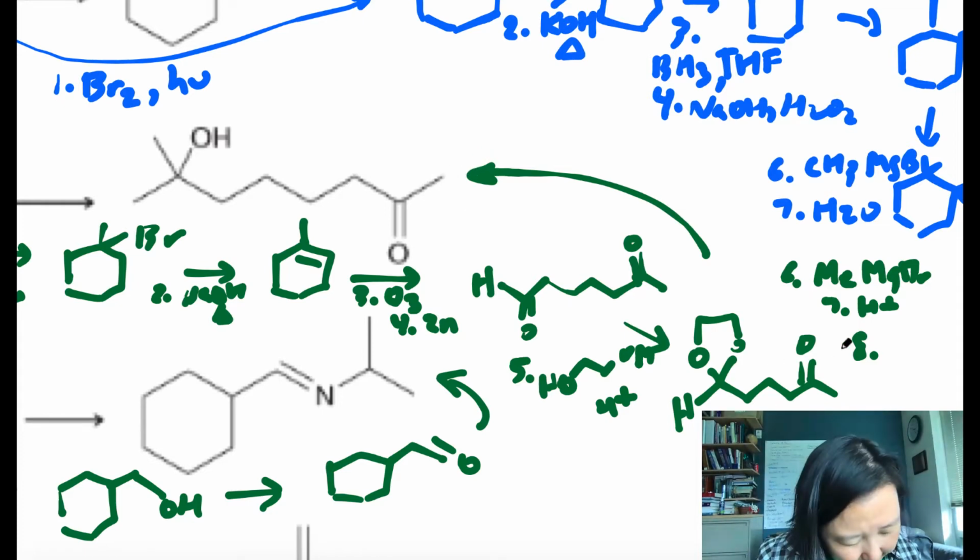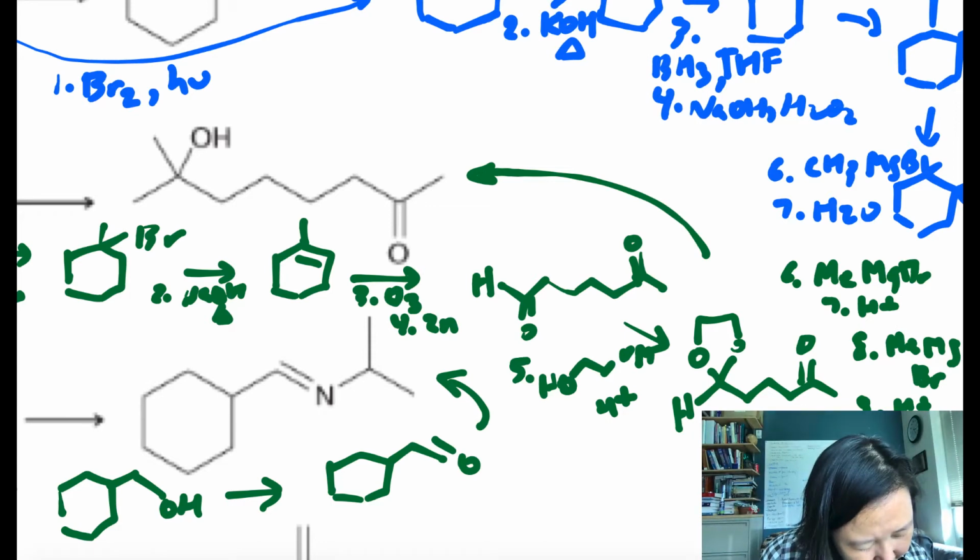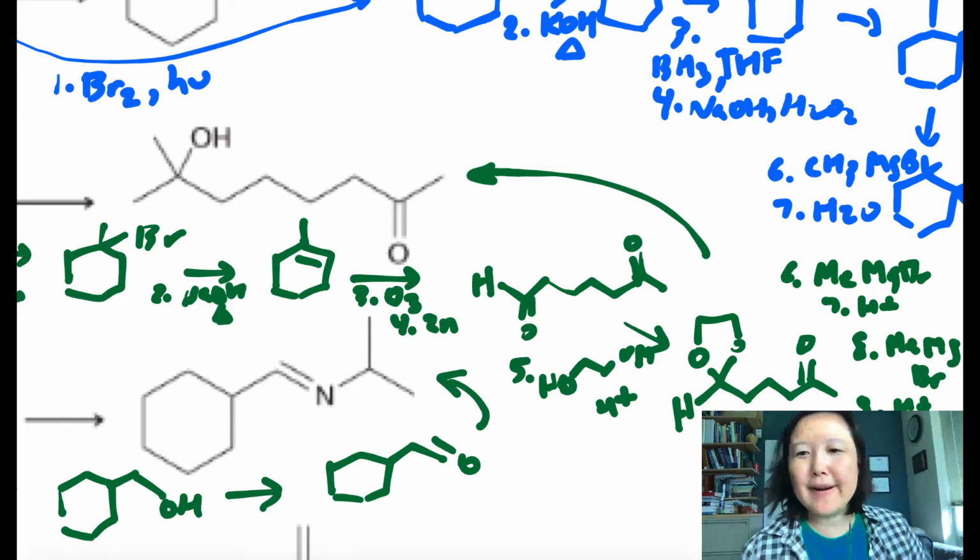So I'm going to add another equivalent of methyl magnesium bromide, MeMgBr. And after I work that up, this will be an OH group. So then I need to oxidize it at the very end. So I'll use sodium dichromate, or Jones reagent, or PCC, or KMnO4.